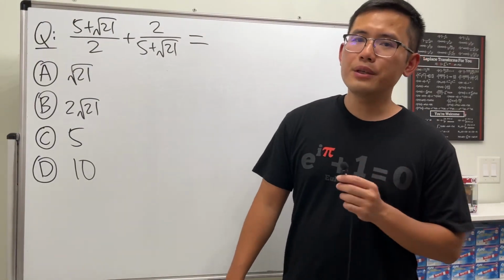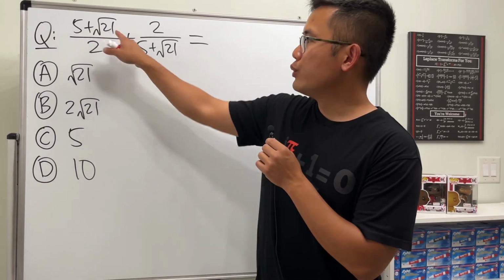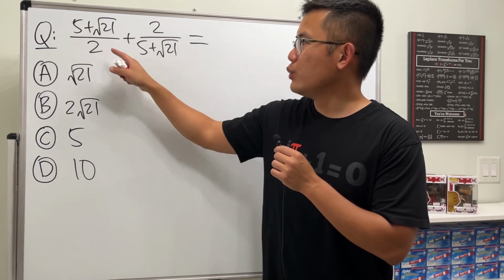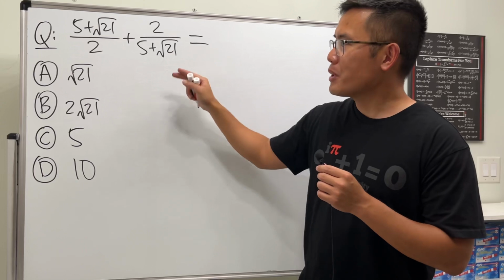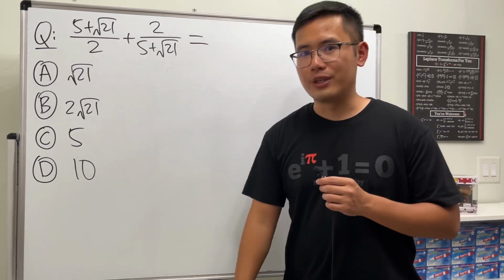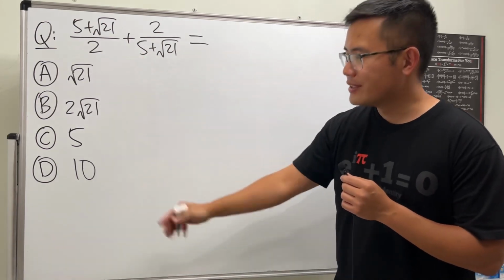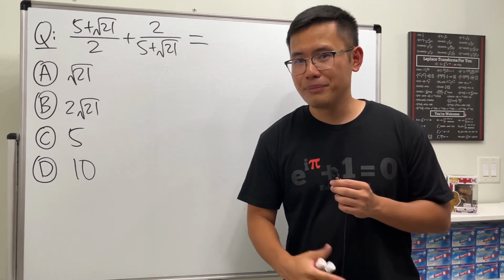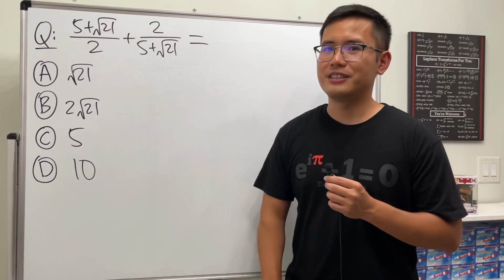Here I have a radical expression question for you guys. We are going to add (5 plus square root of 21) over 2, and its reciprocal, namely 2 over (5 plus square root of 21). And I gave you guys the answer choices right here already, so you know the deal. Please pause the video and try this first.